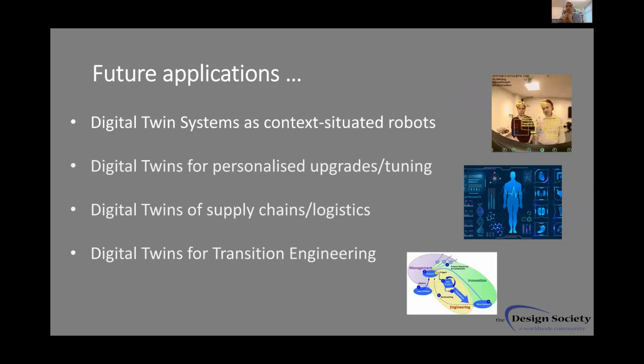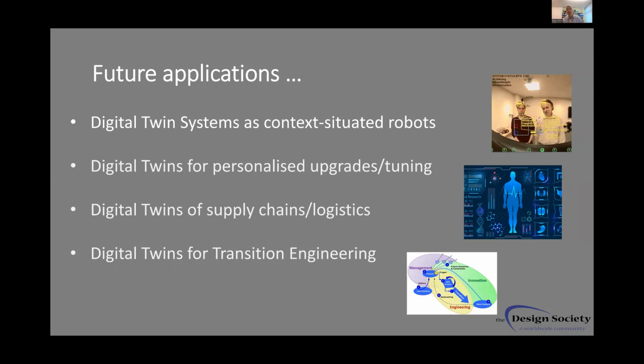The second slide on future applications touches on four things from a big industrial workshop in the UK. The first was digital twin systems as context situated robotics, and is this true AI, and what is the role of the digital twin? We're starting to see arguably a convergence between robots and digital twins, and there's an opportunity to bring the two together. The second is digital twins for personalised upgrades and tuning. A bit like Rolls-Royce engines, for products that are in service, can you go back and tune or personalise those based on the learning from in service in the digital twin, to optimise for the user?